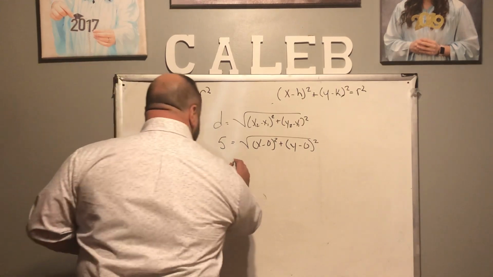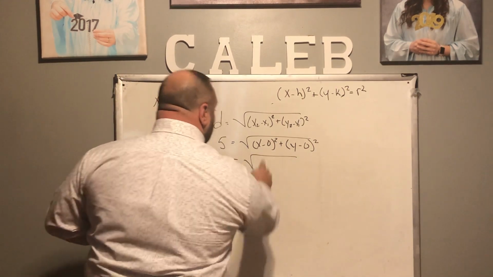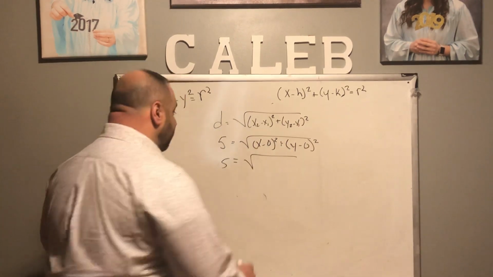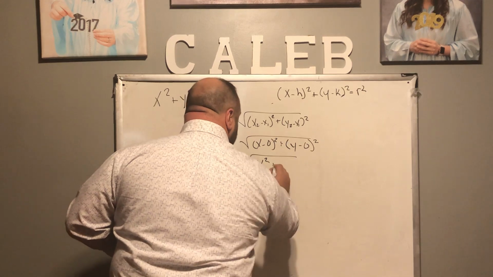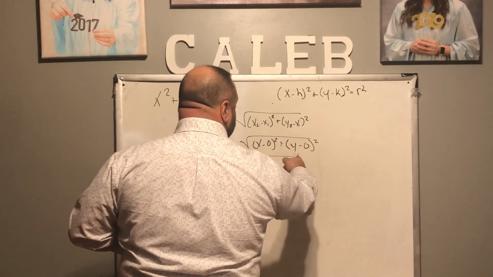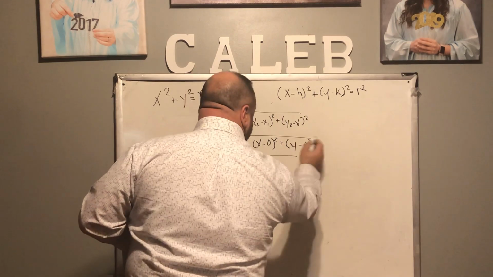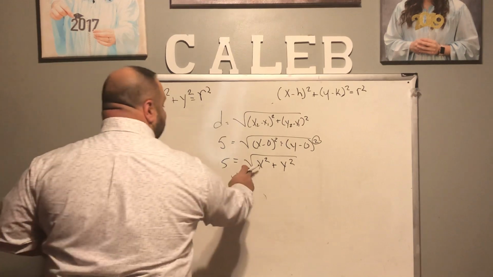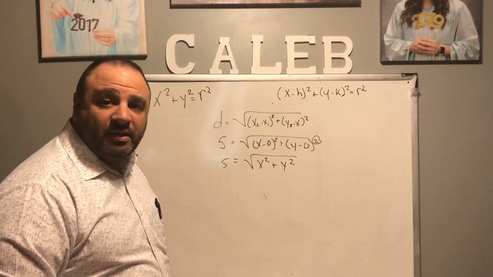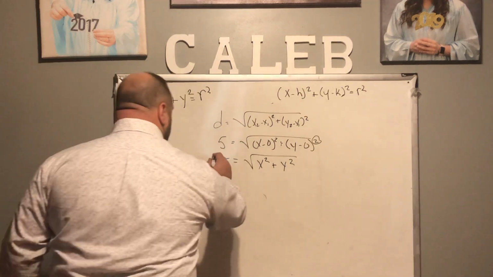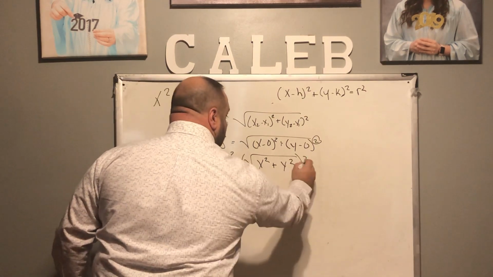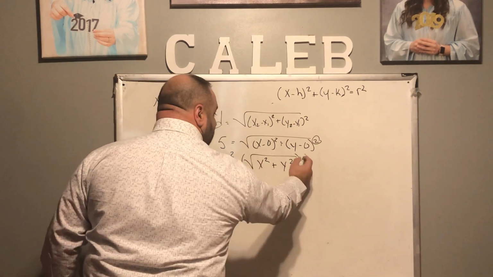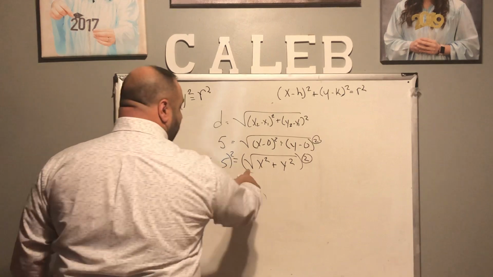Now let's do the math. So we have x minus 0 is 0, and x squared would simply be x squared, plus y minus 0, so we square that and have y squared. And now what we want to do is remove the radical sign. Does anyone know how to remove the radical sign? We square both sides. So 5 squared is 25.